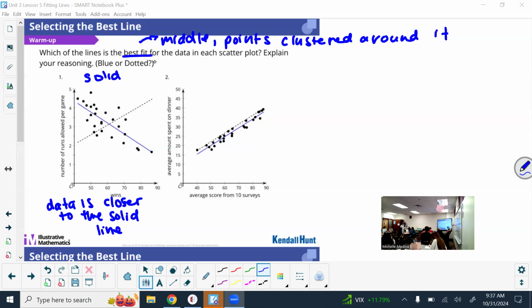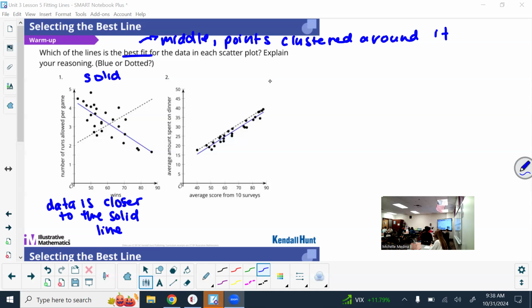All right, these are straight lines. You should be able to estimate the slope and y-intercept. That's what we kind of covered yesterday. We'll continue covering it today. But the line of best fit goes through the middle and the points are clustered around it. Table 1, for graph 2, which one is the better fit, the solid or the dotted?